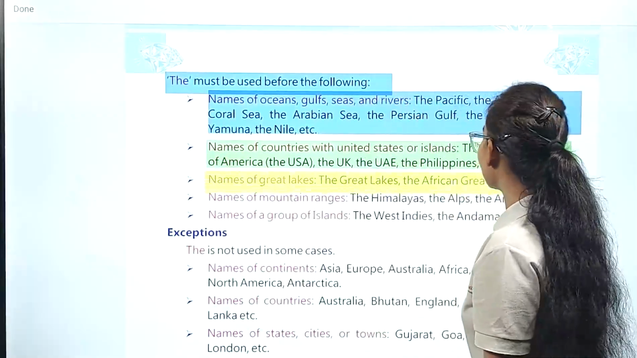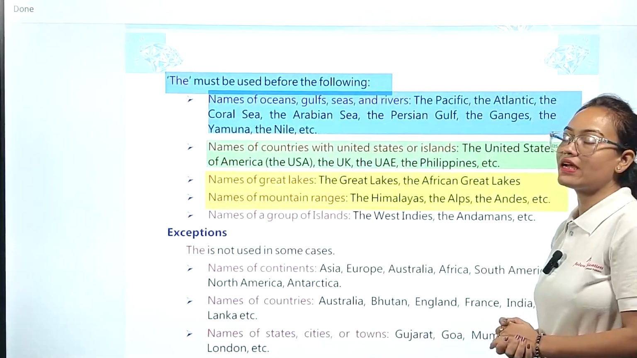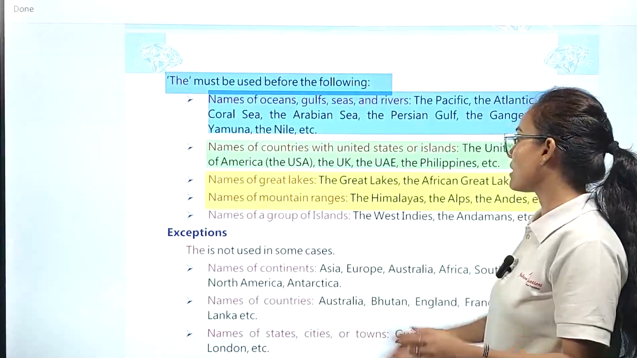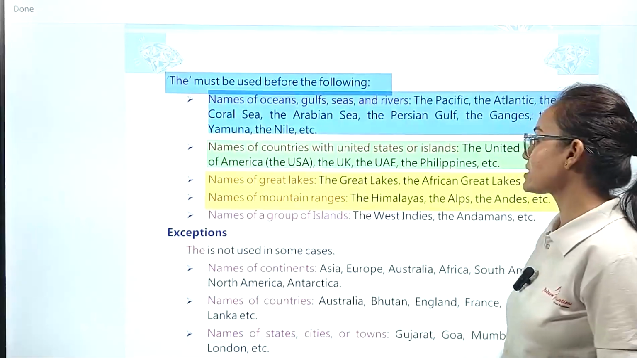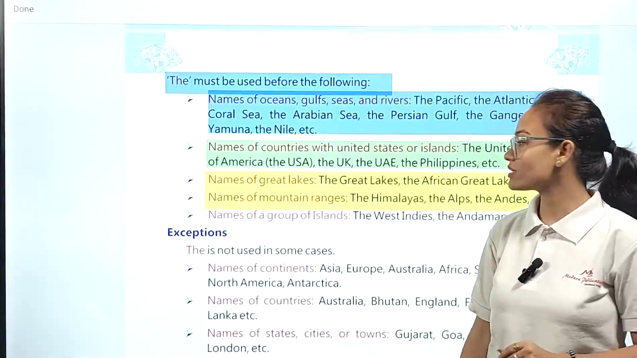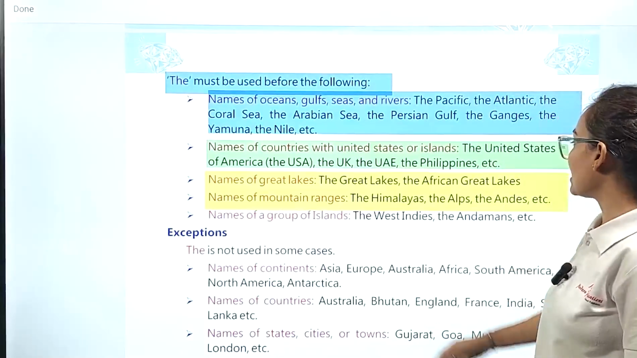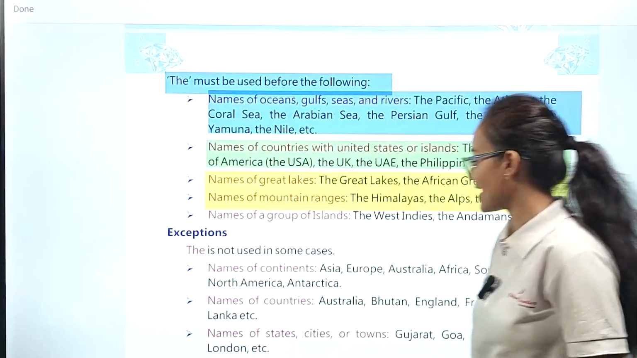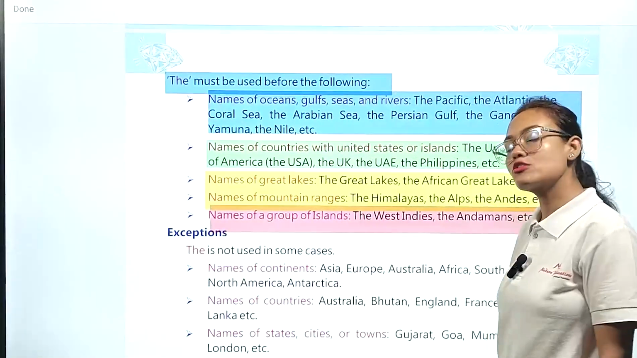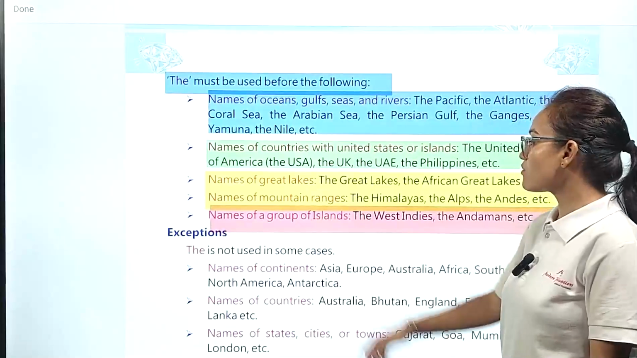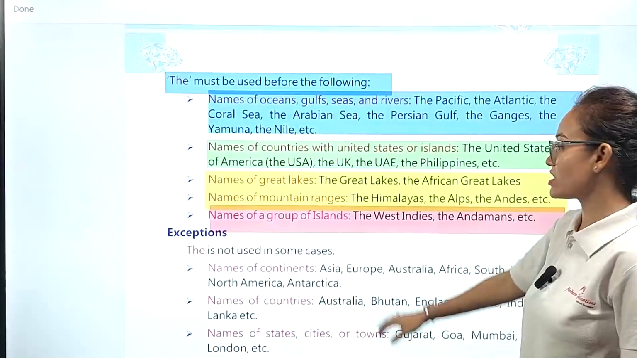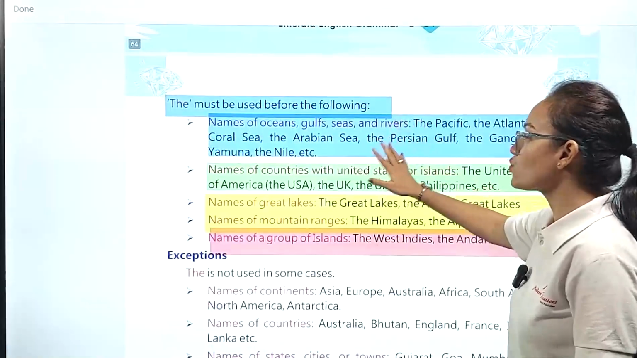Name of the Great Lakes. Okay, whenever we are calling the name of the Great Lakes, we also add the article the before them. The Great Lakes, the African Great Lakes. And whenever we are taking the name of mountains, we also add the before them. Name of mountain ranges: the Himalayas, the Alps, the Andes, etc. And whenever we are talking about a group of islands, we also add the article. Name of a group of islands: the West Indies, the Andamans, etc. So in these cases, we use the article the.